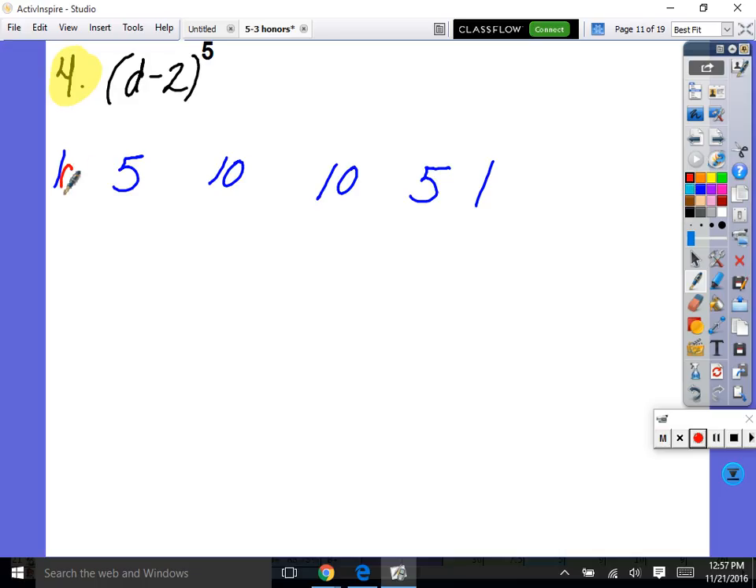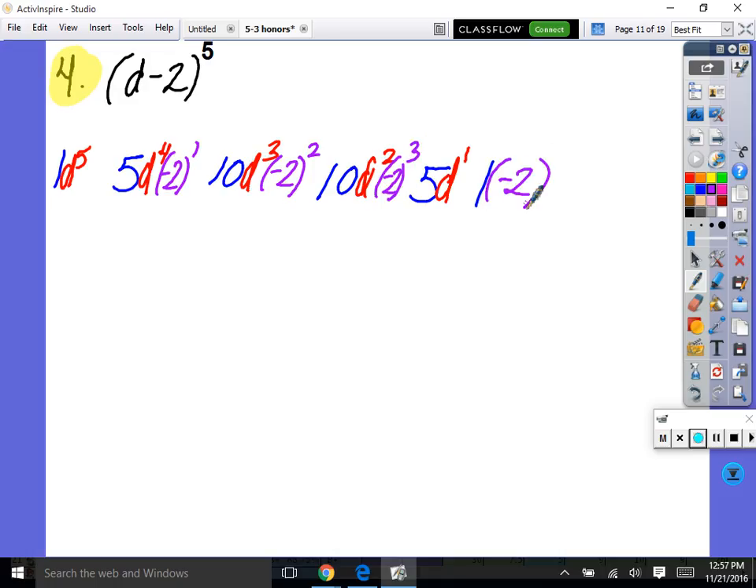Our front thing will be d to the 5th, d4, d3, d2, d1, d to the 0, correct? Now careful, this is a negative 2, so we're going to have negative 2 to the 0, which I'm not going to write, negative 2 to the first, negative 2 squared, negative 2 cubed, negative 2 to the 4th, and negative 2 to the 5th. Think about it, guys. Won't all the even degrees make the negative positive? So isn't this going to bounce between positive and negative signs? Let's make sure that happens.